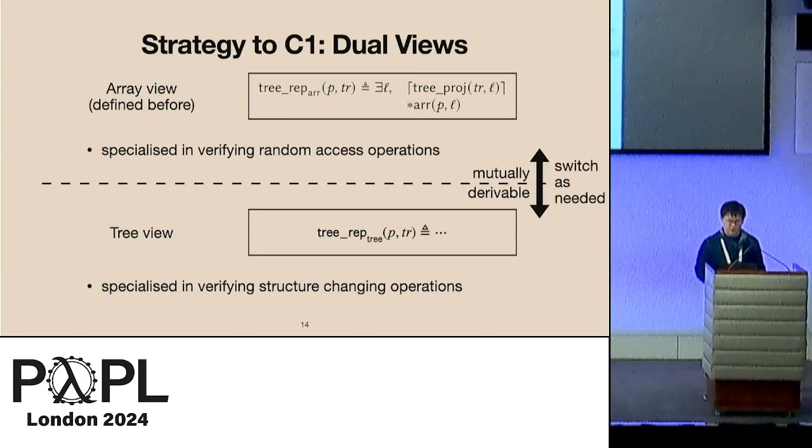Furthermore, the tree view predicate can be derived from the array view predicate and vice versa. Therefore, due to this mutual derivability, we are able to switch between the two different views during the proof as needed so as to enjoy the best parts of both.